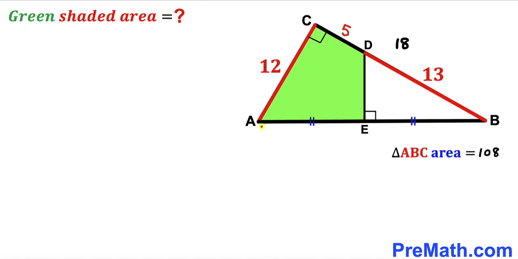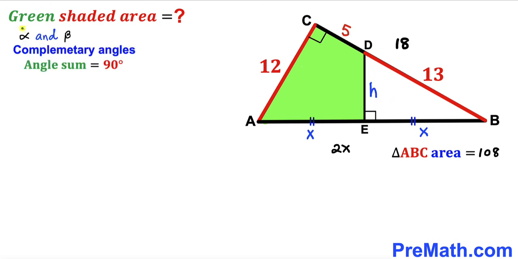And here's our next step. Let's label this segment AE as X. Then this segment BE is going to be X as well. Then this whole AB length is going to be X plus X, which gives us 2 times X. And likewise, we are going to label this perpendicular DE as lowercase h.